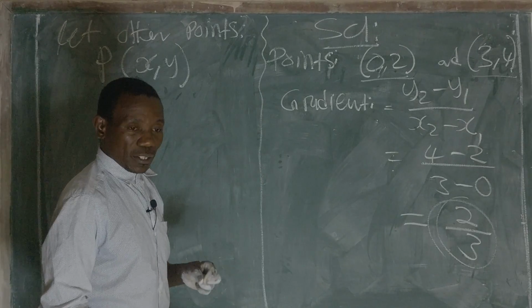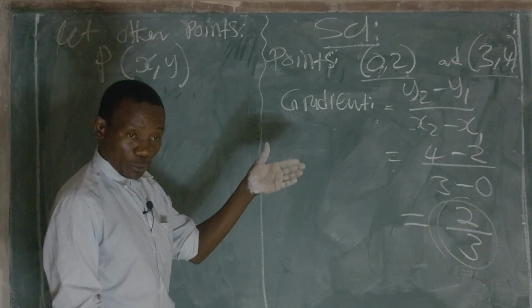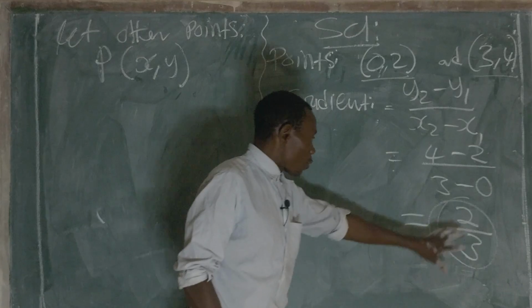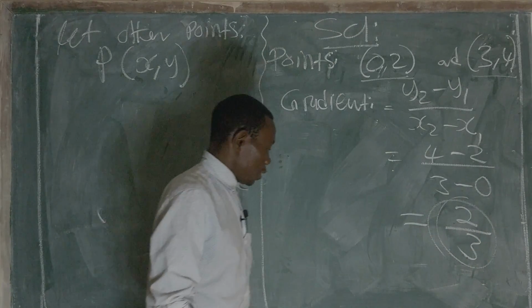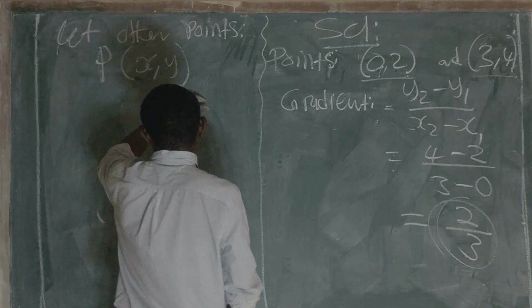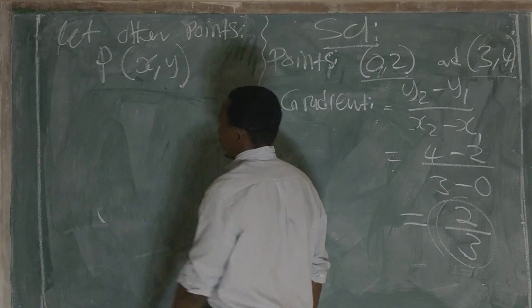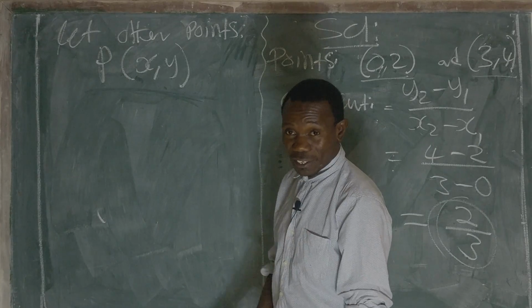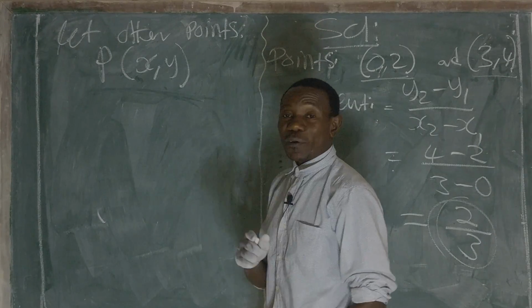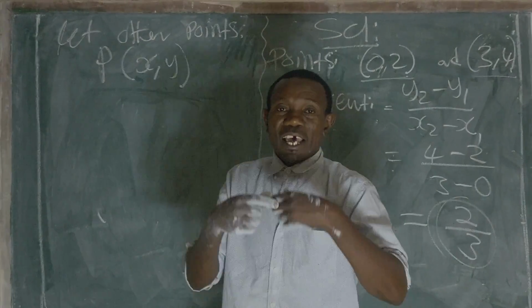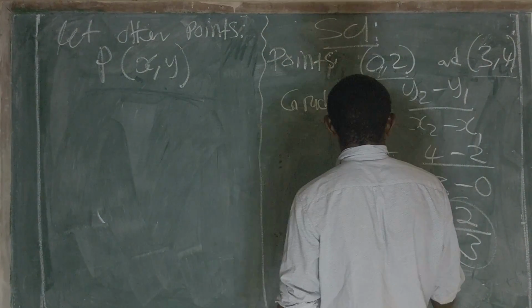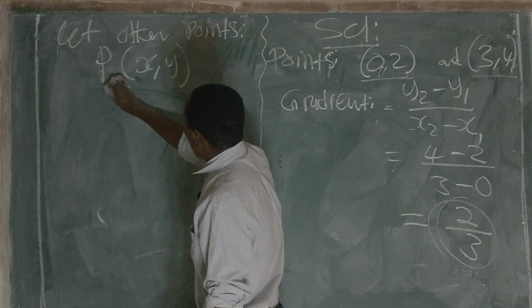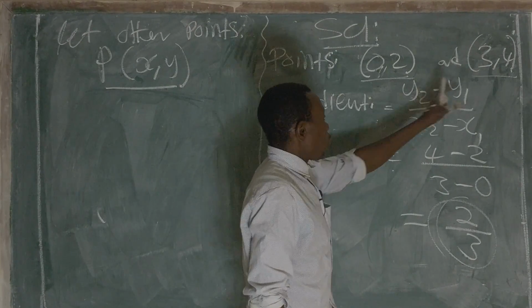These are the 2 points which we are told this line is passing through, and we have used them to calculate the gradient as 2 over 3. This time around, we would like to involve this point here, (x, y), for all other points. So we use this one to calculate the gradient once again.